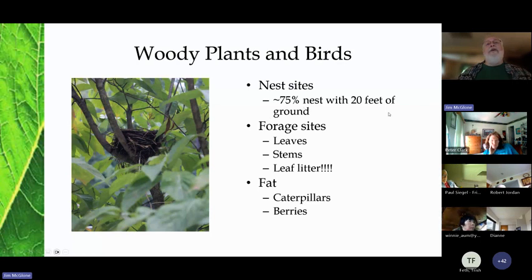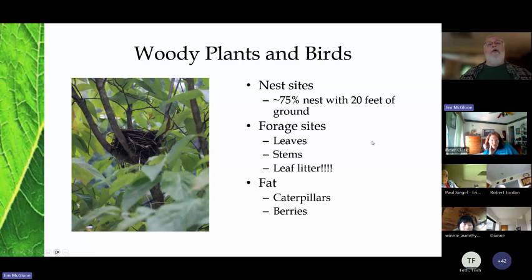But 75% of birds nest within 20 feet of the ground. So the shrubs are important nest sites. They don't necessarily have to be native. What is important is the forage sites. When the birds start foraging on the leaves and the stems, and particularly the leaf litter, they are generally going to native plants because that's where the caterpillars are.